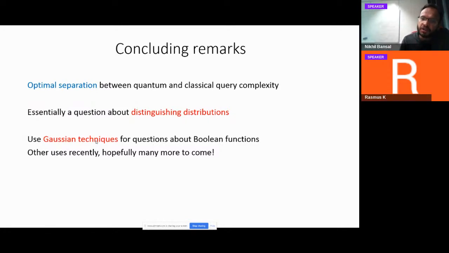So you can pass to the continuous world. Gaussian interpolation and Gaussian integration by parts are both examples of using continuity to argue about things. I hope these ideas will have more applications in general. So let me stop at that, and thanks for your attention.